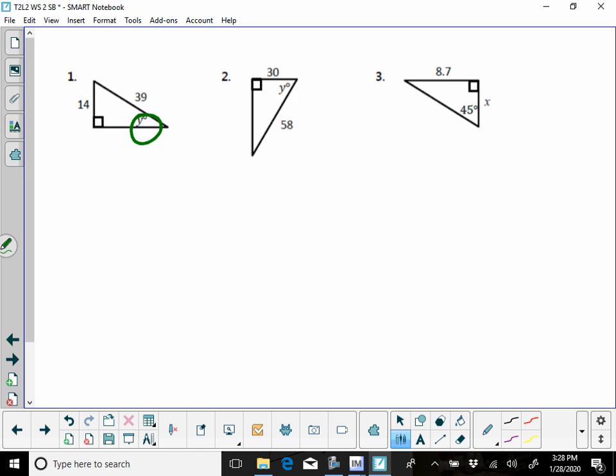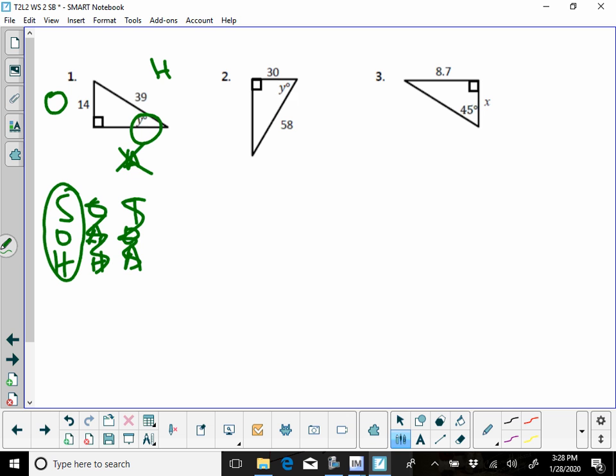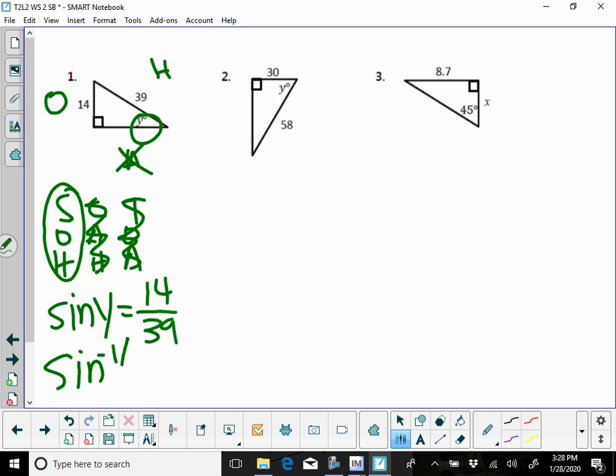Okay, so we're going to start with labeling. So we've got opposite, hypotenuse, and adjacent. So remember, we don't know our adjacent. So anything that has an A in it, we cross out. So we're going to be using sine. So sine of the angle is equal to opposite over hypotenuse. So since you're looking for the angle, you're going to have to do the sine inverse of 14 over 39.